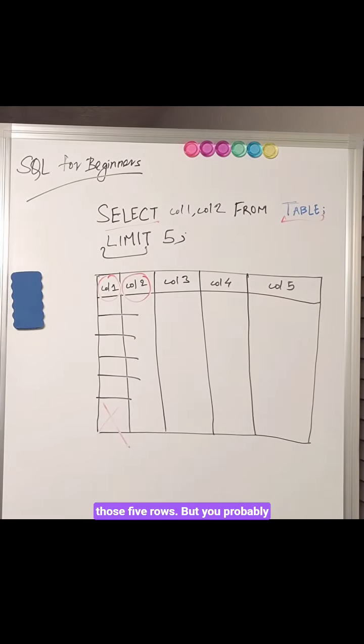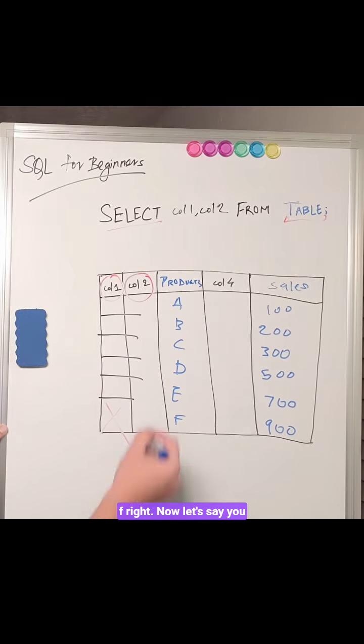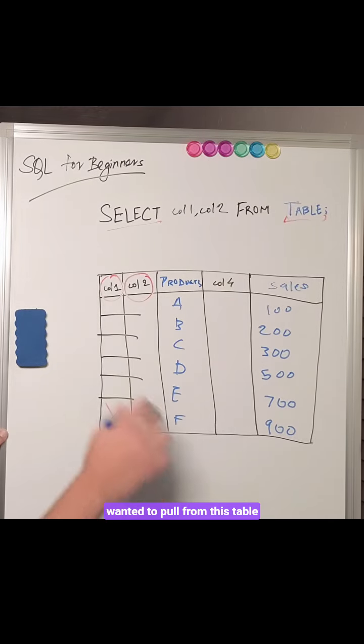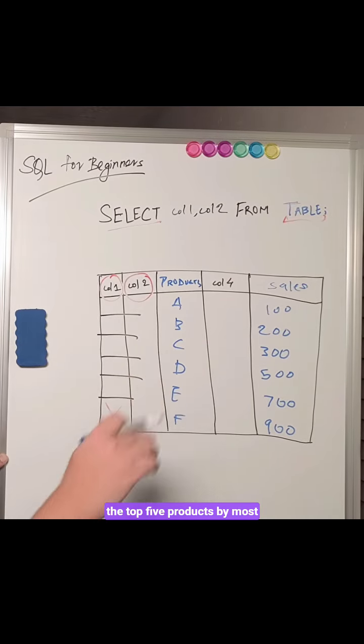But you probably don't want any 5 rows from the table, and you want some rhyme and rhythm to it. So what you could do is, let's say you had a column called sales, and that's one of the columns that you want to pull. And say you also had a column named products. And you had A, B, C, D, E, and F products. Right? Now, let's say you wanted to pull from this table the top 5 products by most sales.